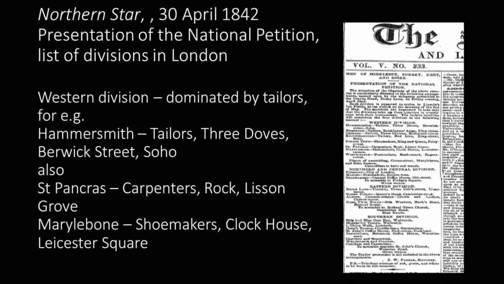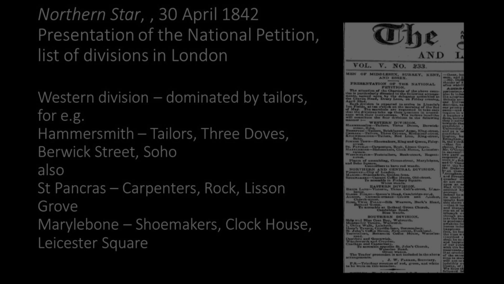That's the presentation of the second national petition. So if you don't know, the Chartists presented these huge petitions to Parliament for the vote. The second one was in 1842, and they basically had a big demonstration to present it to Parliament. And there's the list of divisions. There's a Western division, which is what we're in now. So we're in the St Pancras branch. And then there's a Northern and Central, Eastern and Southern. So it covered the whole of London. So there's the list of divisions.